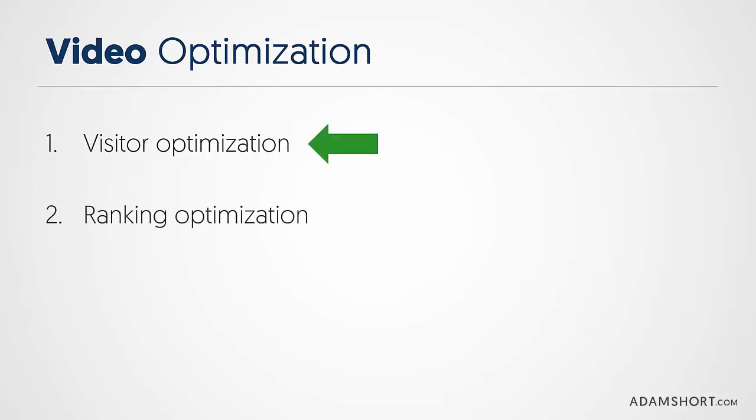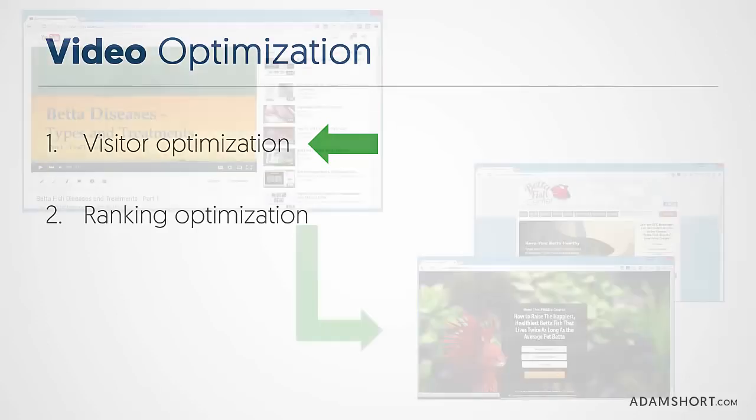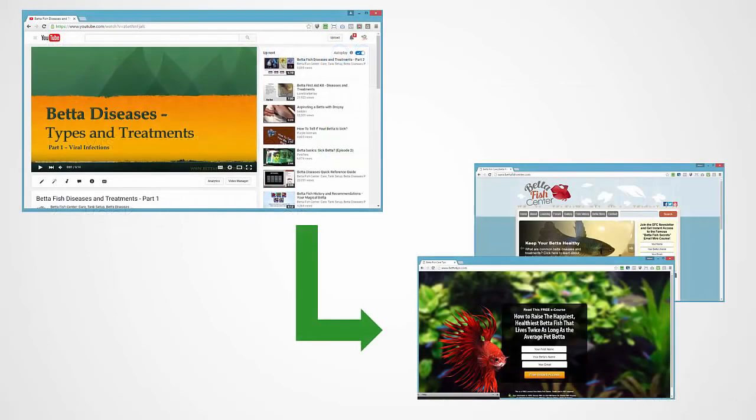And we'll go ahead and start with visitor optimization. I mentioned earlier in this video that each of your individual YouTube videos can be ranked for a different keyword. So each video becomes an individual stream of traffic. That's one way to think about it.